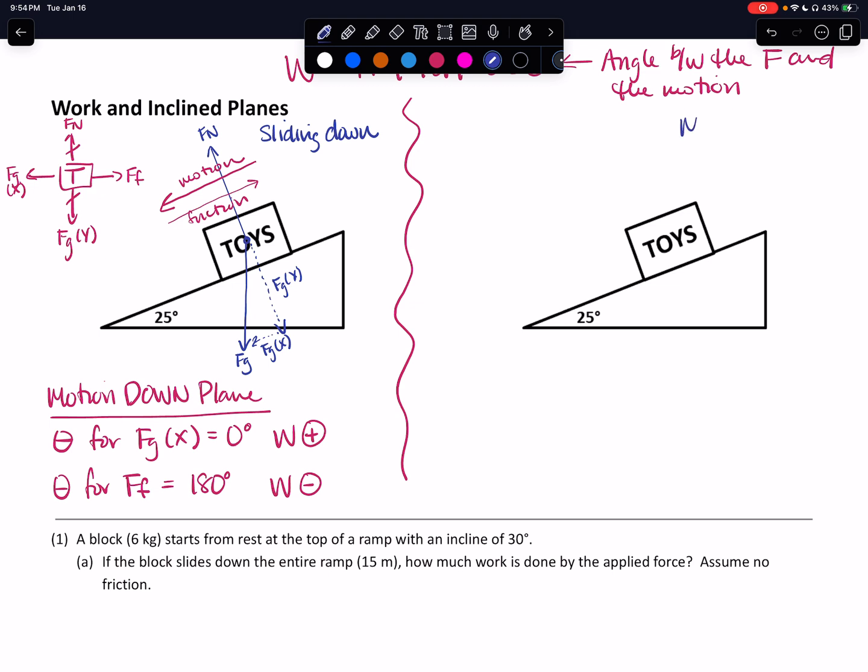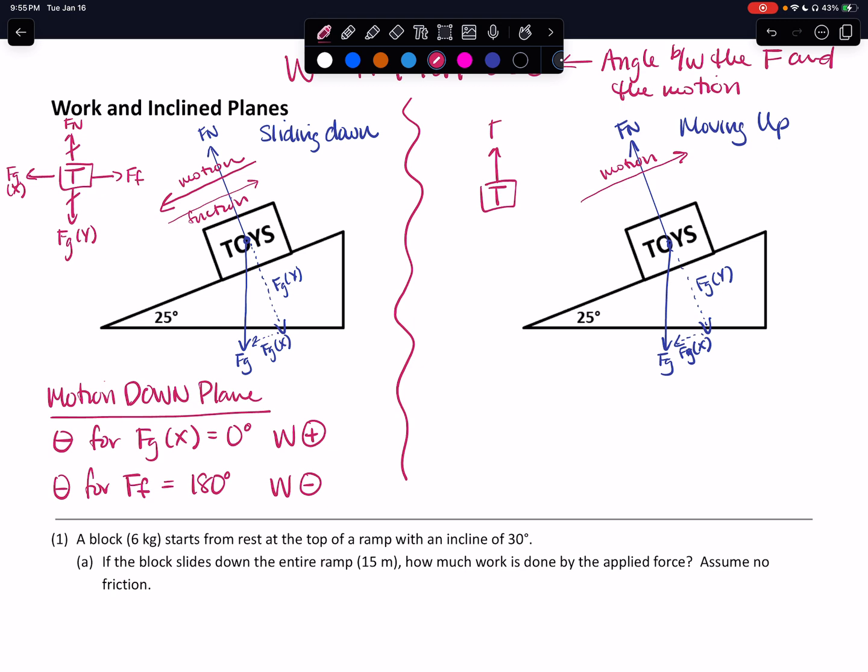What about when the object is moving up? We're going to have a similar set of forces. Whoa, that was a little crazy. Sorry about that. We've got our force of gravity straight down, our normal force perpendicular to the surface. We split that into X and Y components. This time our motion is going to be this way. So here's our motion.